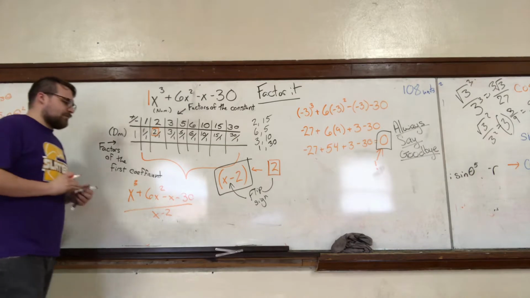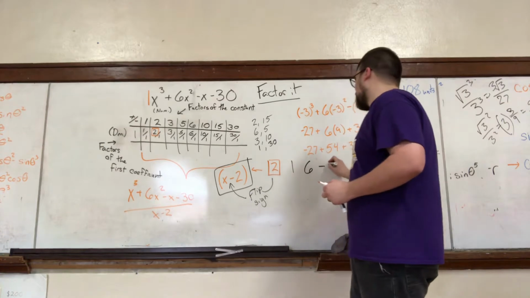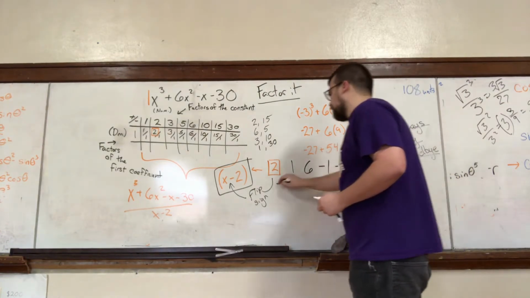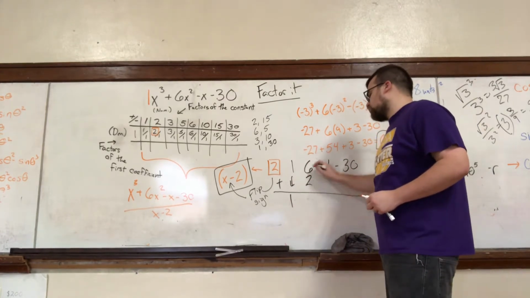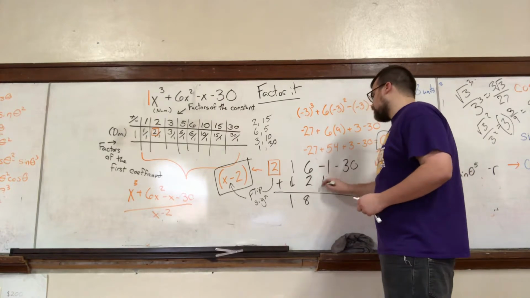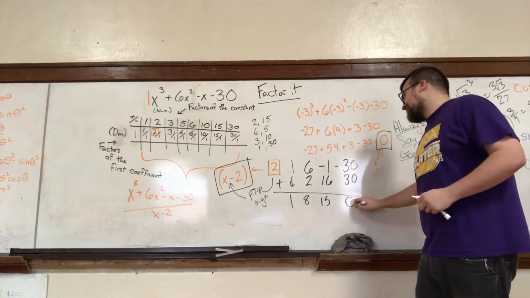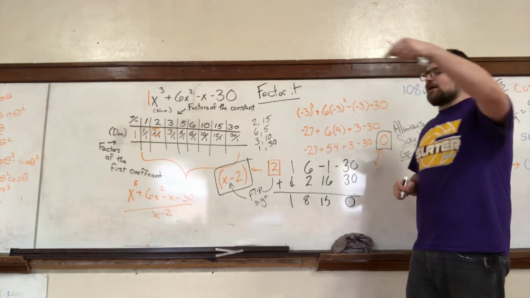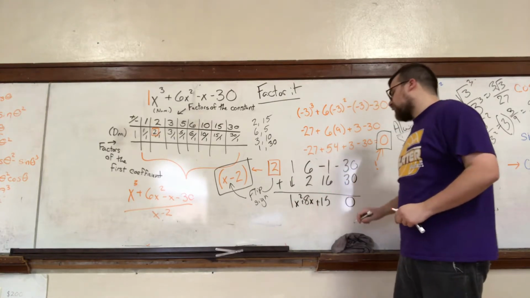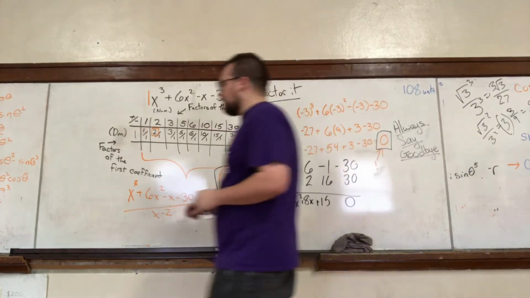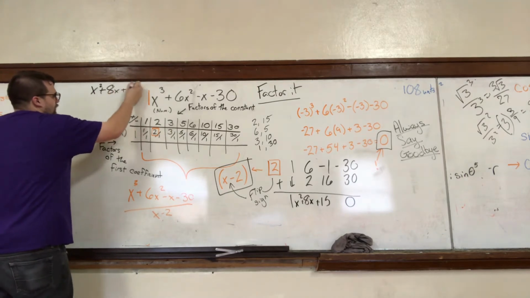Let's synthetically divide it. We have 2 in our box already. 1, 6, -1, -30. Put a plus sign, leave a line. Drop the 1, multiply it by the box. 2, 8. 8 times 2 is 16. 15, multiply by 2 gets 30, and 0. Meaning if we divide out x minus 2, we get x squared plus 8x plus 15. I'm going to write that right over here. X squared plus 8x plus 15.